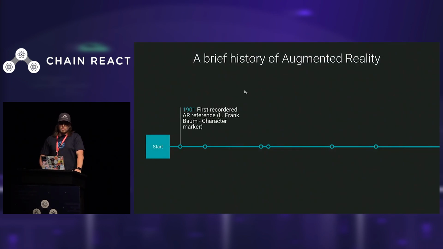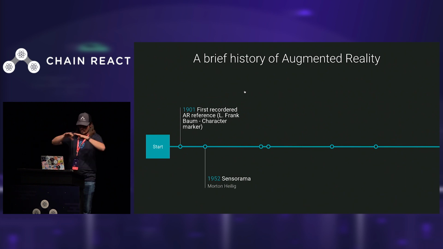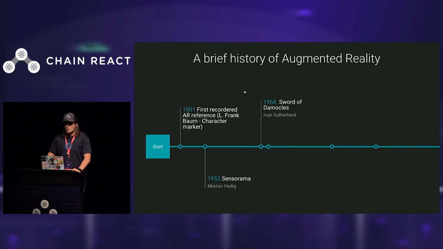So it started in the beginning of the last century when there was a novel called Character Marker, and then there was the first introduction of AR as a concept. Fifty years later, the first machine was built where you put your head inside, like a huge arcade machine where instead of a monitor, you just stick your head inside. It worked also for VR.